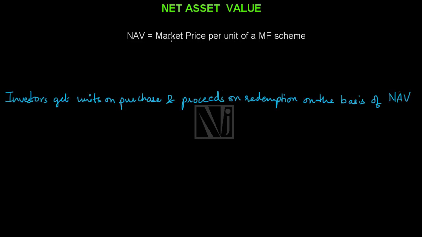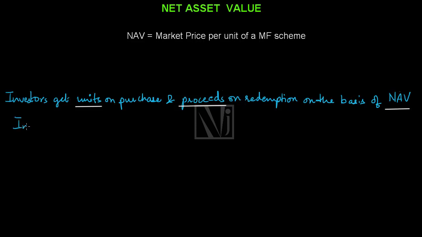Moving on to net asset value or NAV. NAV is simply the market price per unit of a mutual fund scheme. We have covered the NAV calculation in detail in our Amphi video on NAV. You may refer to that video for further understanding. Now, since the NAV is the market price per unit, the investors will get their units on purchase and proceeds on redemption on the basis of NAV.